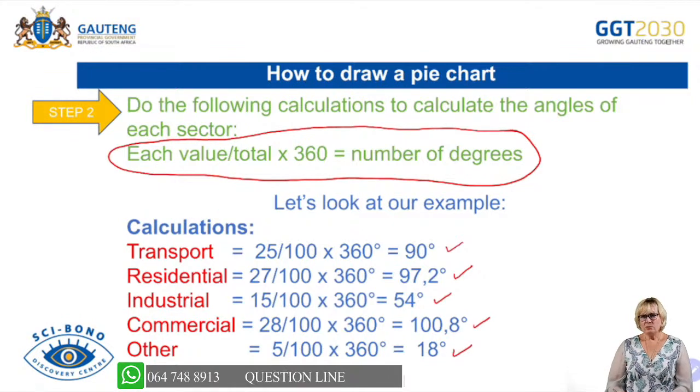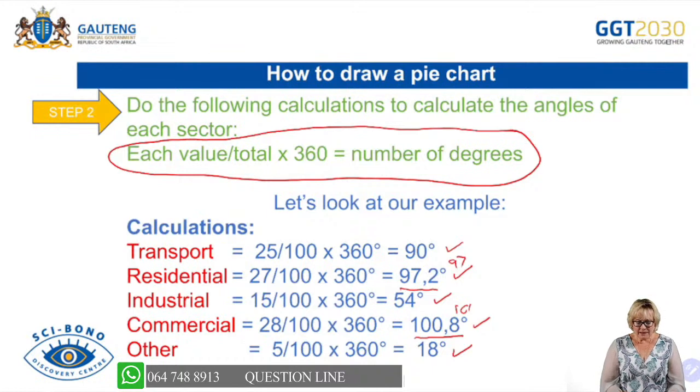Now, you cannot go and measure 97.2 and 100.8. All right. So how are you going to do this? I will actually say I'm going to use this one as 101 and this one as 97. All right. Because when you add this up, it must give you 360.